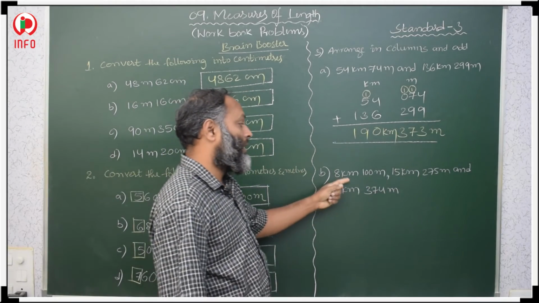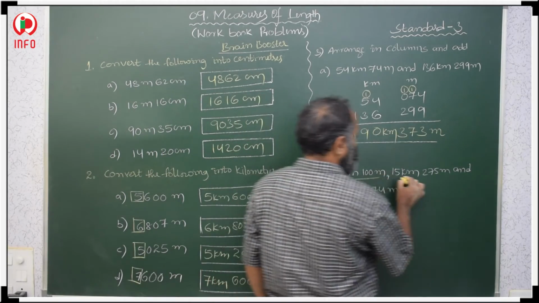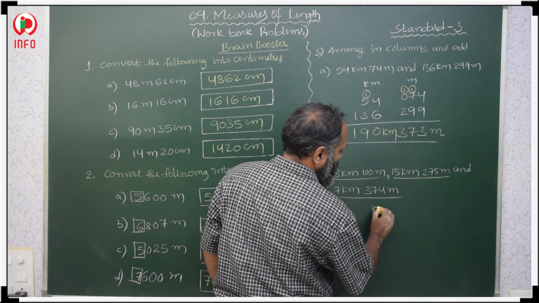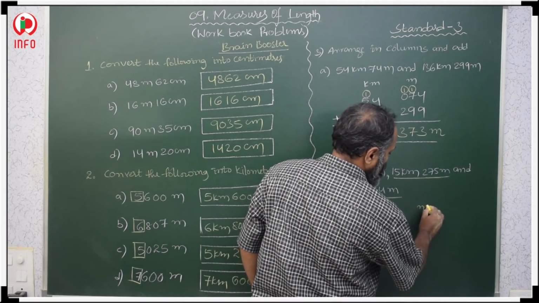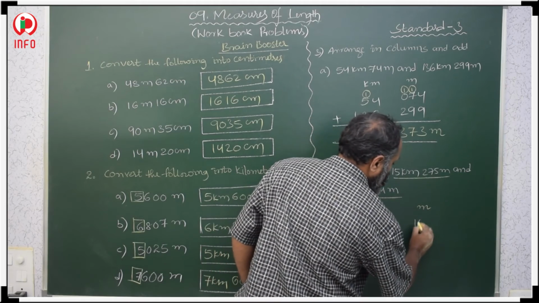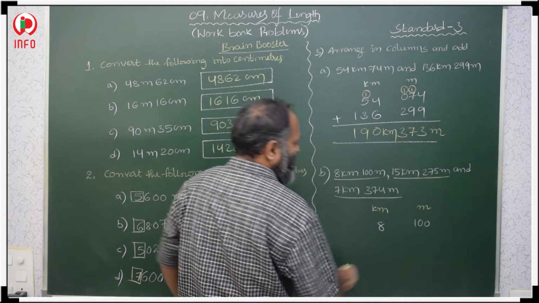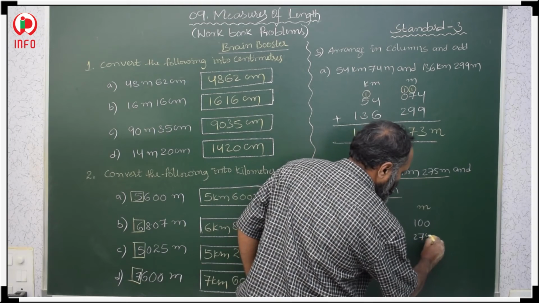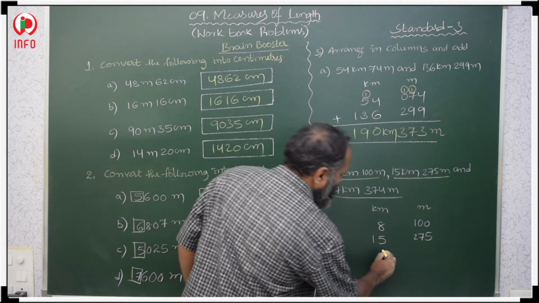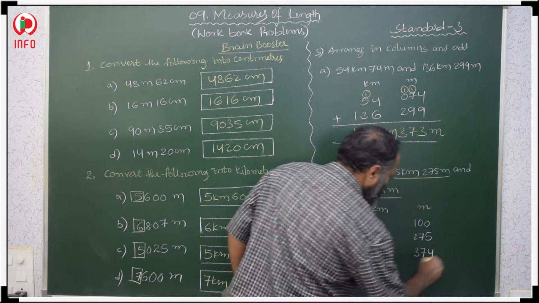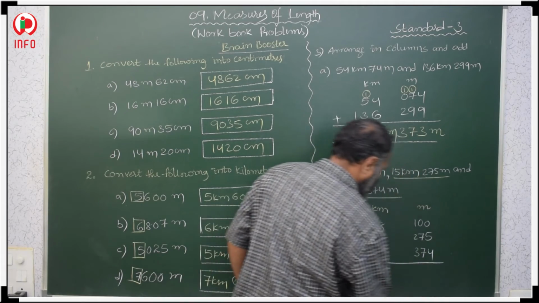Now, the next one. Here 3 quantities are given that we have to add. First kilometers and after that meters. The first is 8 kilometers, 100 meters. Next 15 kilometers, 275 meters. Next 7 kilometers, 374 meters. Now add.